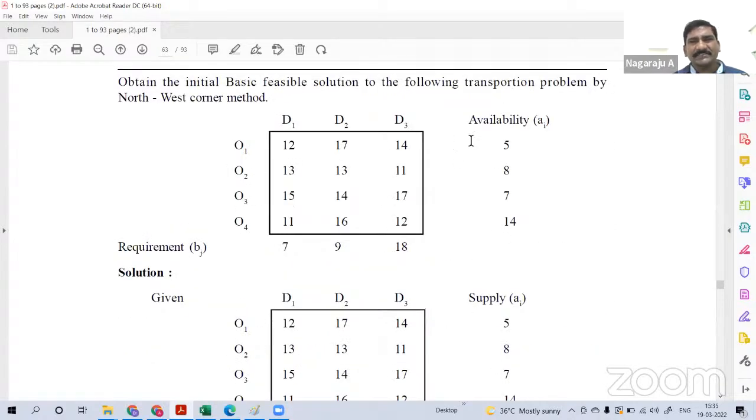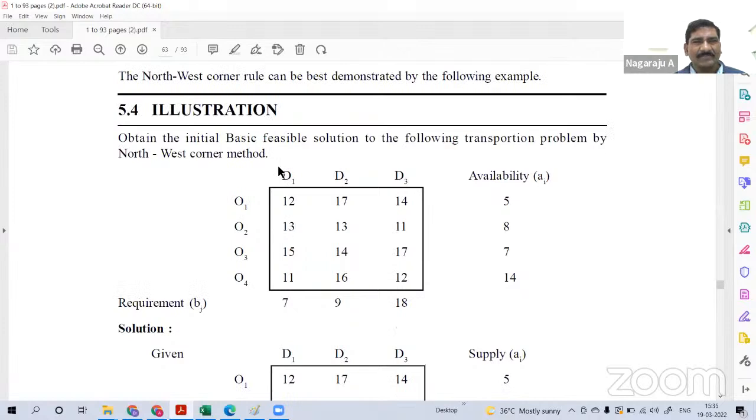First, it is a transportation problem. Here I am discussing the northwest corner method. There are a number of origins: O1, O2, O3, O4. Each is a row, so this is the O1 row, and the availability of the O1 row is only 5. These O1, O2, O3, O4 are all the factories.